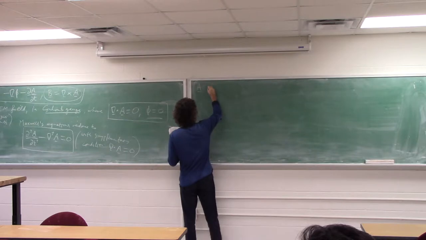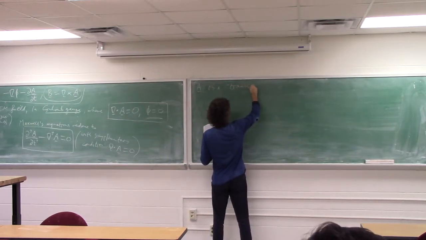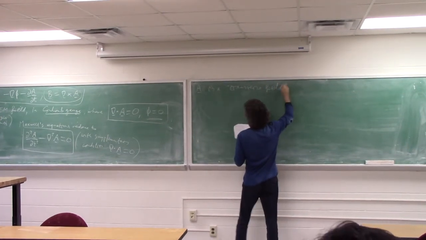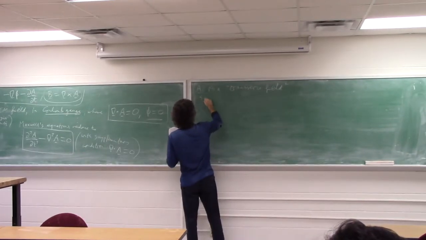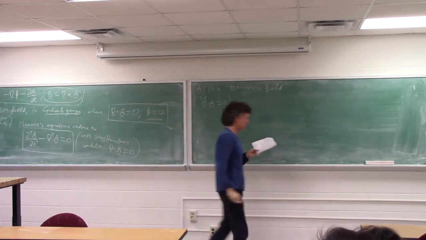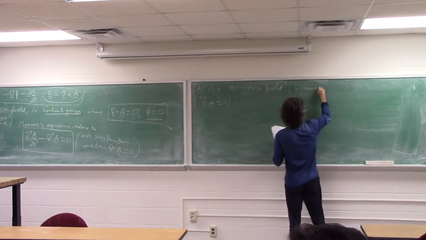So here, A is what's often called a transverse field. A vector field whose divergence is zero, div A = 0, is called a transverse field.